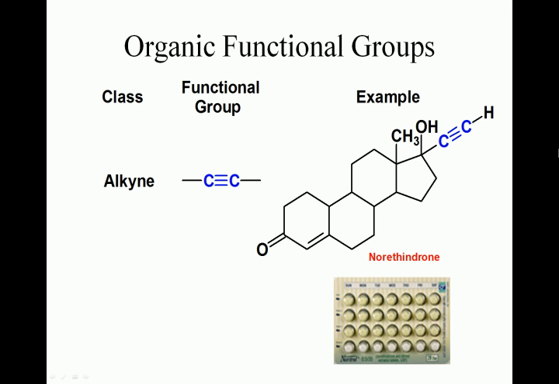Alkynes are the name that we give to carbon-carbon triple bonds. We're going to have a chapter just on alkynes as well. And here we have an example. This molecule has an alkyne right here. This is a steroid hormone.